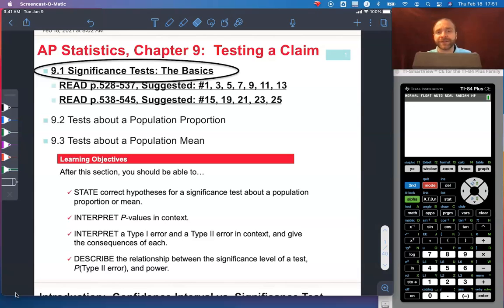The first objective is stating the hypotheses. Notice that is plural. There's going to be two. For a significance test about a population mean or population proportion, which means our claims are going to be based off of parameters. The second objective is interpreting a p-value in context. So we need to define a p-value and look at how it is used in relationship to significance.